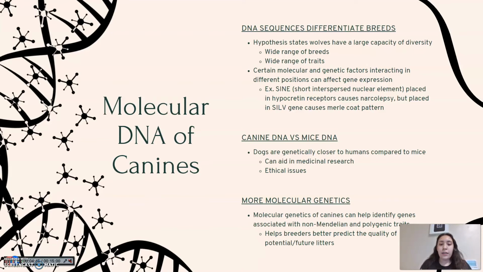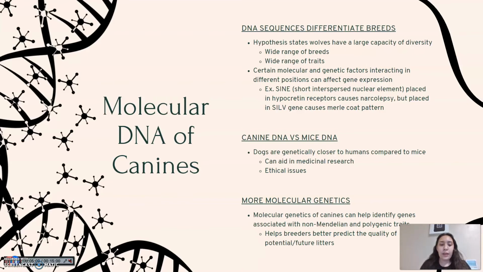Additionally, certain molecular and genetic factors interacting in different positions can affect gene expression. For example, short interspersed nuclear elements, also known as SINEs, in certain positions of the DNA sequence can cause neurological effects like narcolepsy or phenotypic mutations like the Merle coat pattern, as seen in the French bulldog in the previous slide.